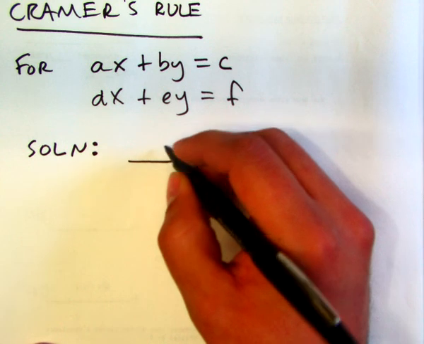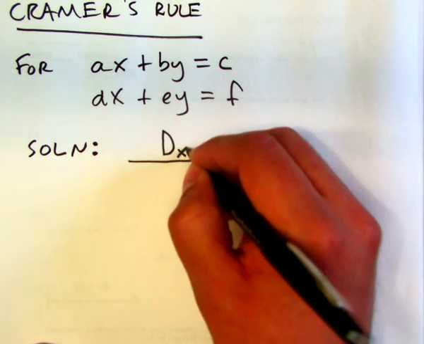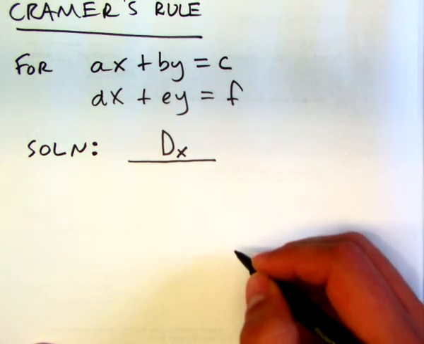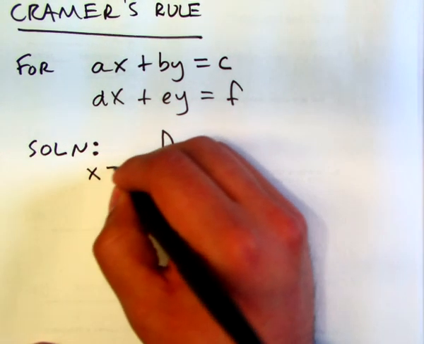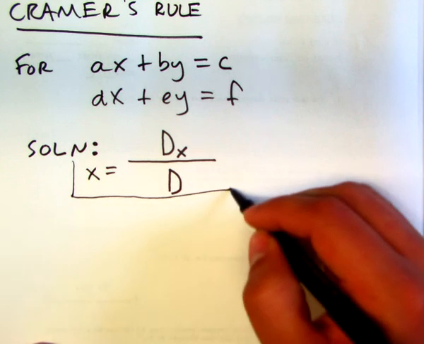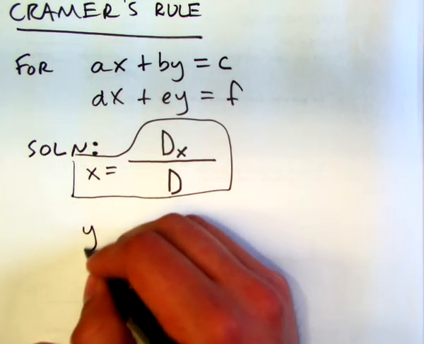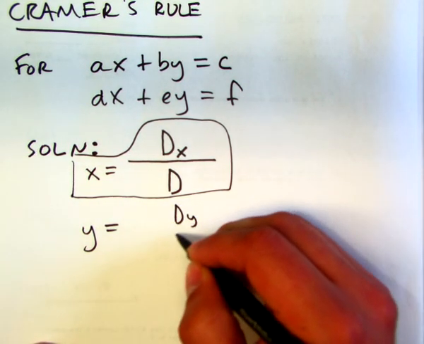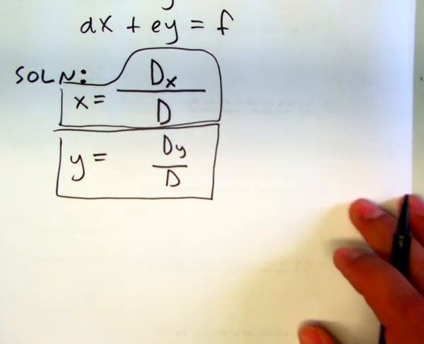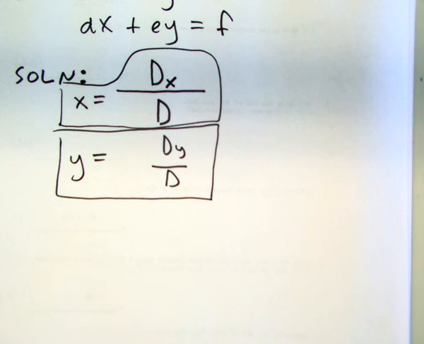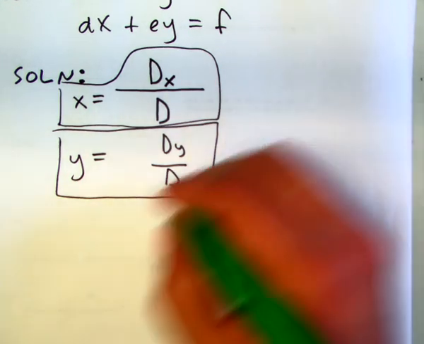Here's what I'd like to write down. D sub x, so we're going to use x as a subscript, divided by D. That's your x answer. And I'll explain what this means. And then y would be pretty much the same, D sub y over D. There's no elimination at all. Hold on guys, I'll explain what all this stuff means in just a second. Okay? And then here's what everything looks like.